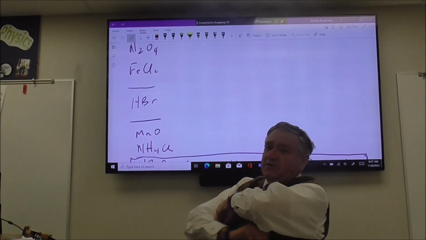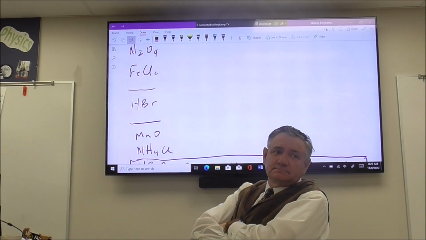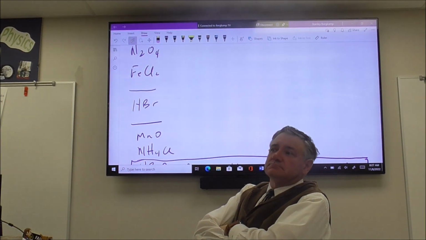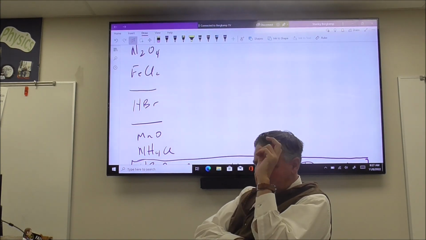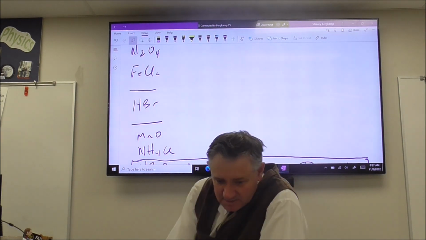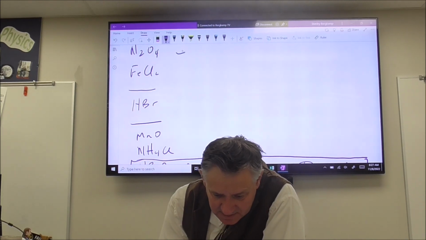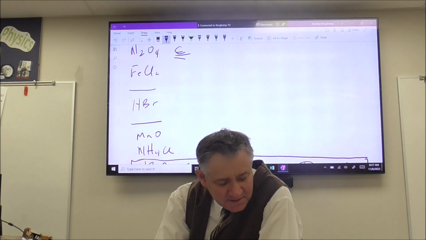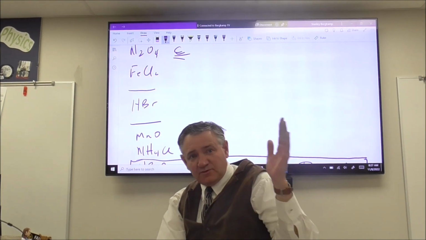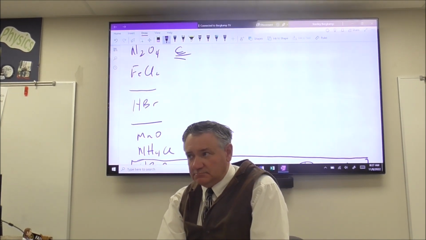The N2O4. Covalent. That's the only one that's covalent, okay? It's the only one that has the two nonmetals. Okay, so because it's covalent, you have to worry about the cation and the anion.